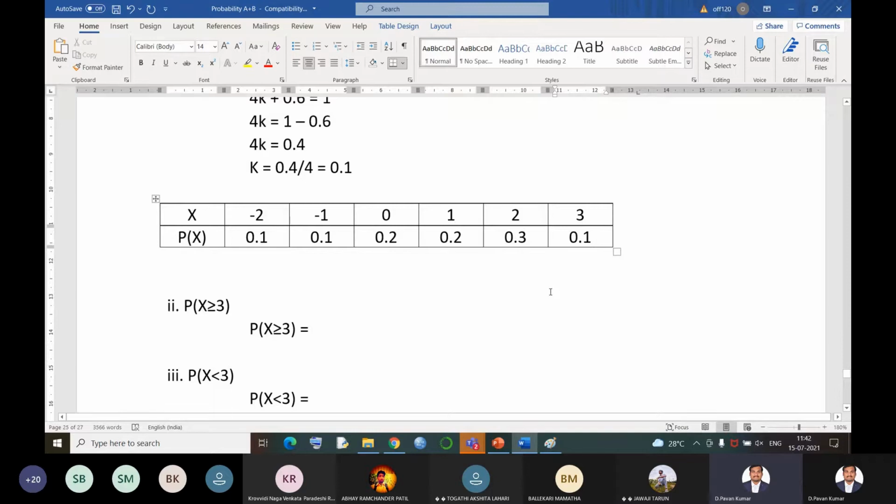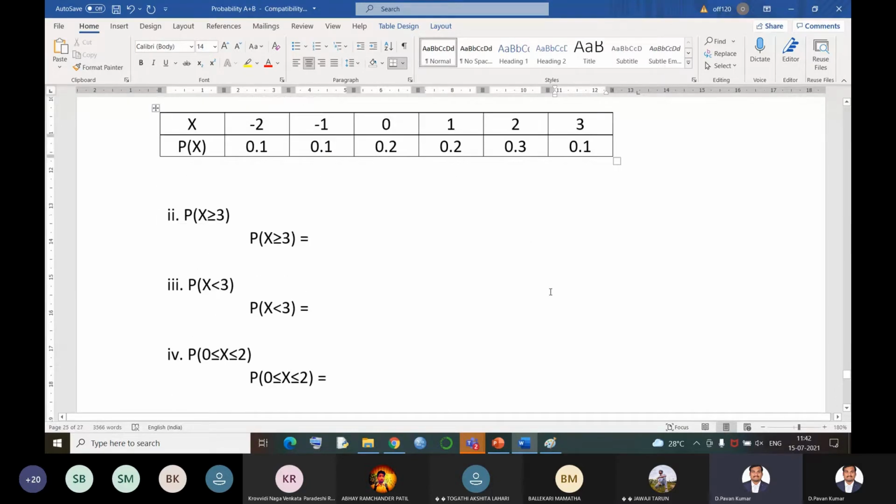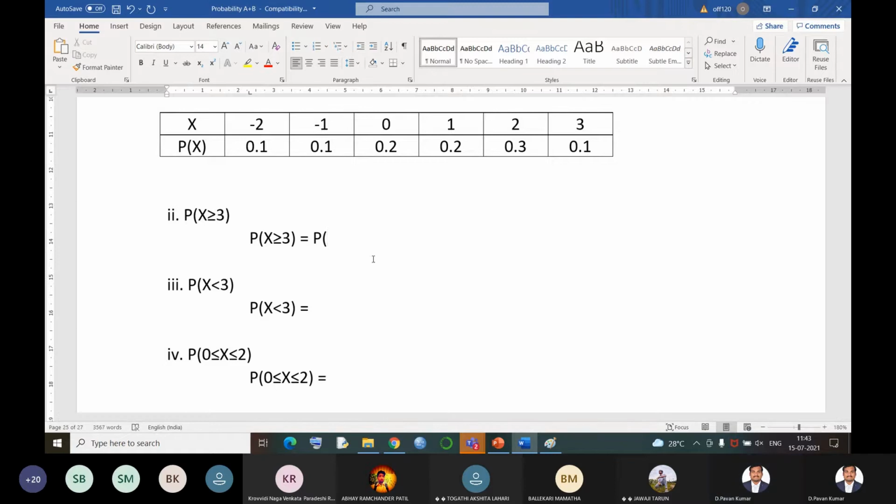Now the second question, they are asking us to find p of x greater than or equal to 3. P of x greater than or equal to 3 means what? Either x should be minimum 3 or more than 3. But in the given probability function, the highest value is only 3. So I'll start at x is equal to 3, and I cannot continue further as I don't have any more values to be extended. So p of x greater than or equal to 3 is equal to p of x equal to 3 in this problem. So what is the probability of that? Simply substituting, p of x equal to 3 is 0.1.